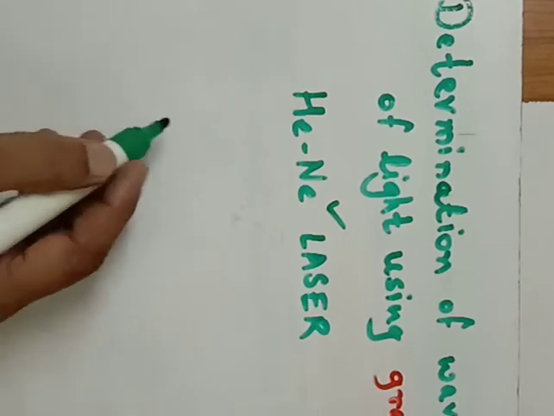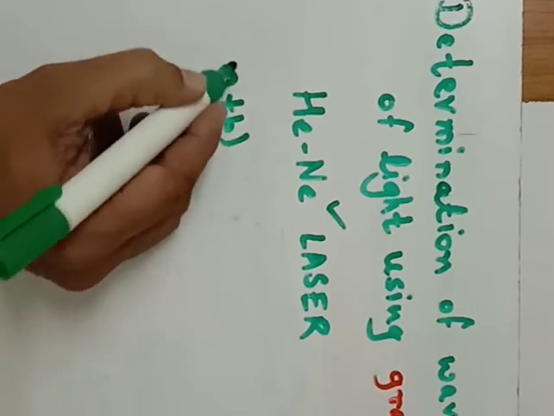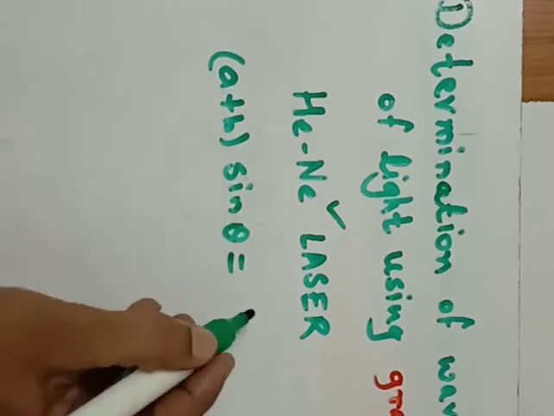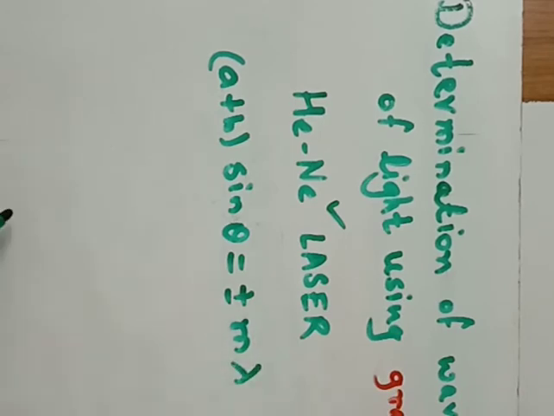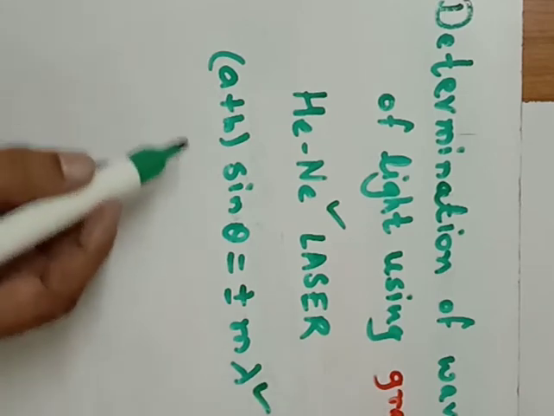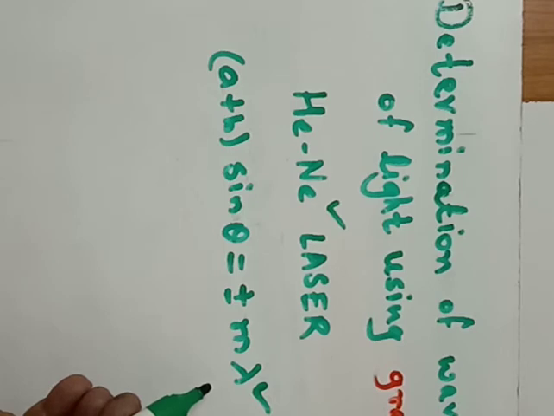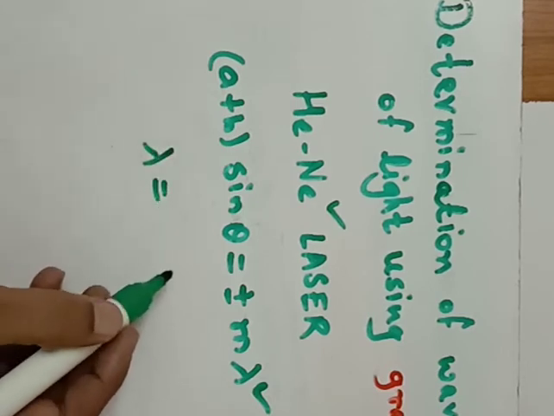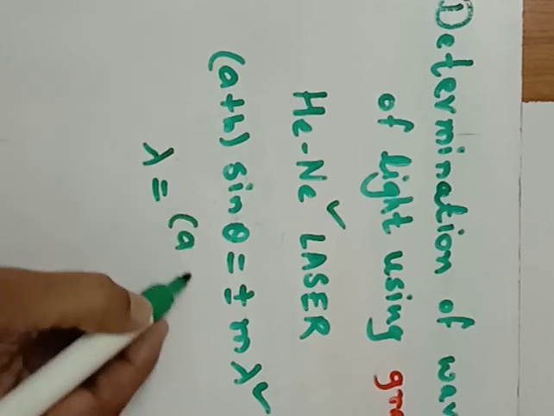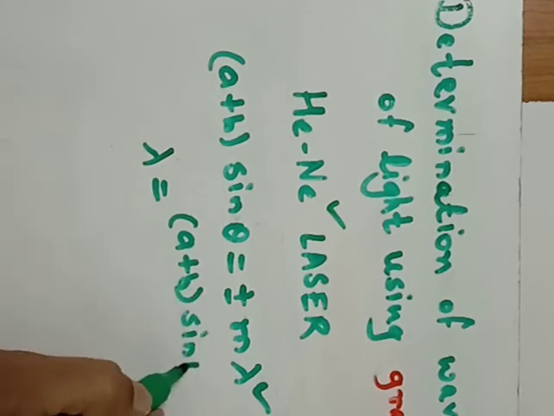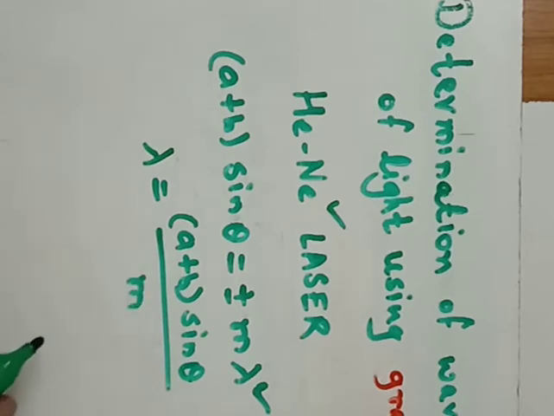Referring to the pattern and using formula (A plus B) sin theta equal to plus minus m lambda, where this is the equation describing principal maxima condition for diffraction grating. We can calculate the wavelength of light used by using formula lambda equal to (A plus B) sin theta upon m, where A plus B is grating element, sine of the angle theta, this theta you have to measure in the experiment, and m is the order number. For first order principal maxima m is 1, and for second order principal maxima m will be 2, and so on.